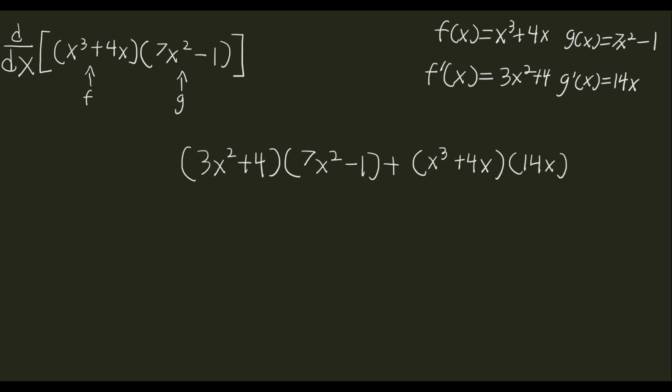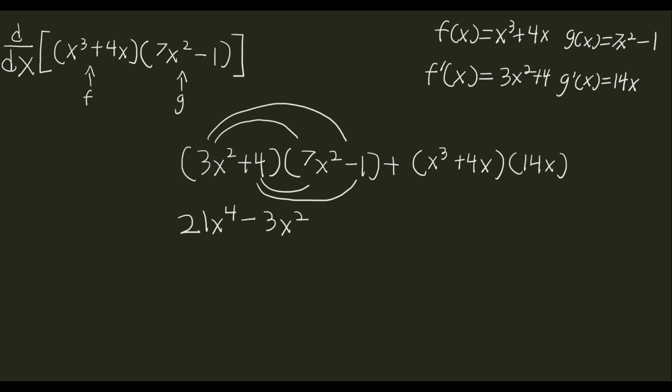Now that we have our product rule formula, we will want to multiply these all together. What we could do here is use the distributive property, starting with the left-hand side. We could distribute 3x squared first. That would simply get us 21x to the fourth minus 3x squared, and doing the same for 4, that would get us plus 28x squared minus 4.